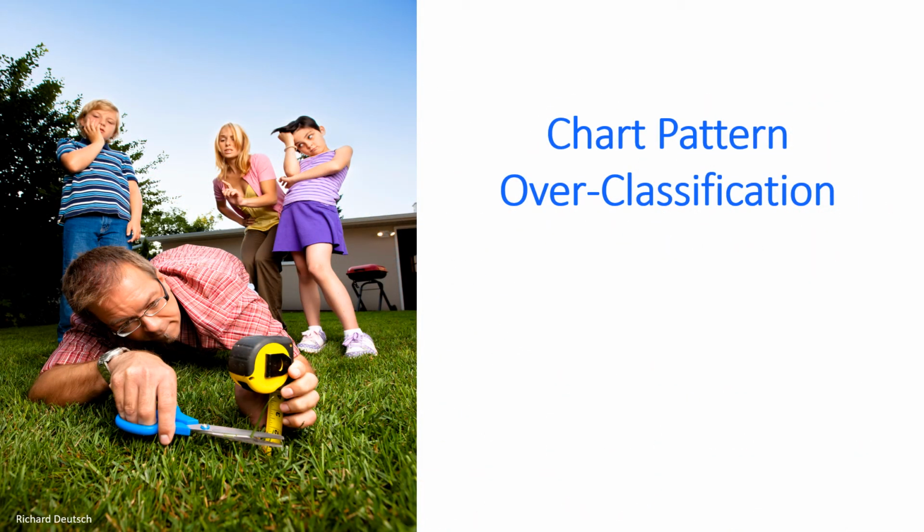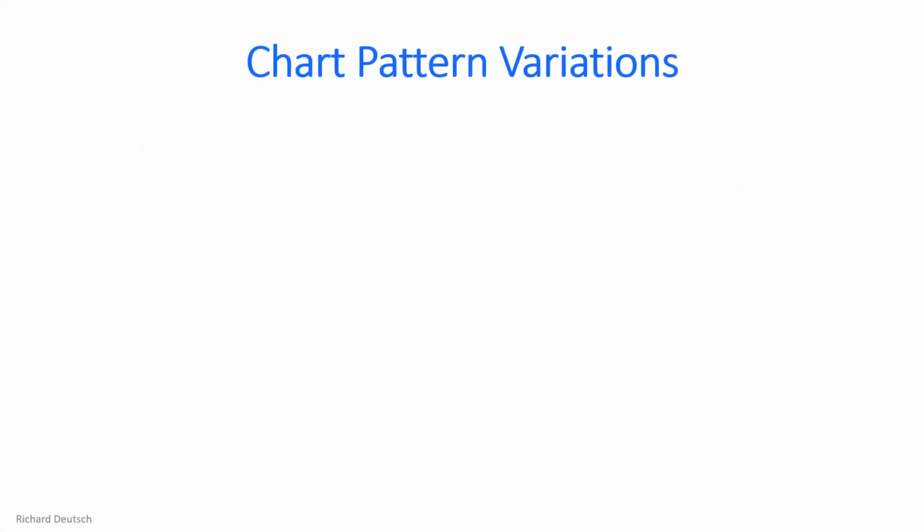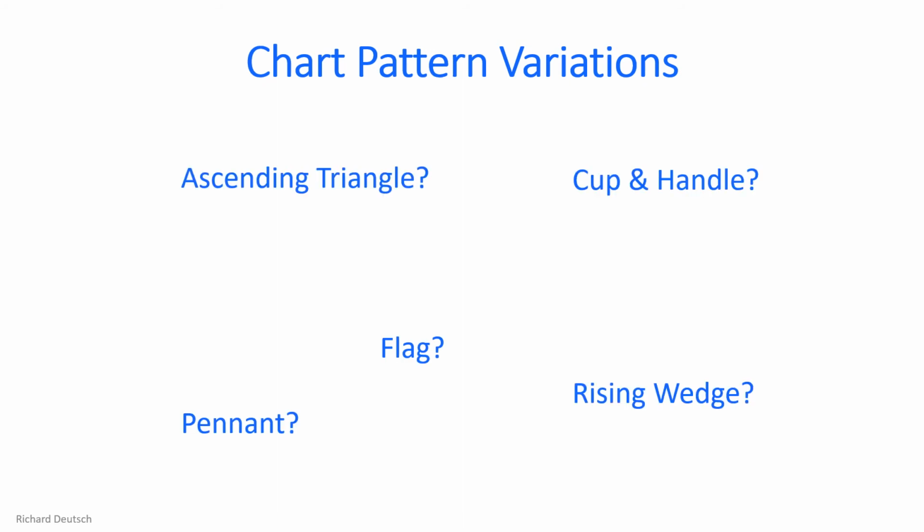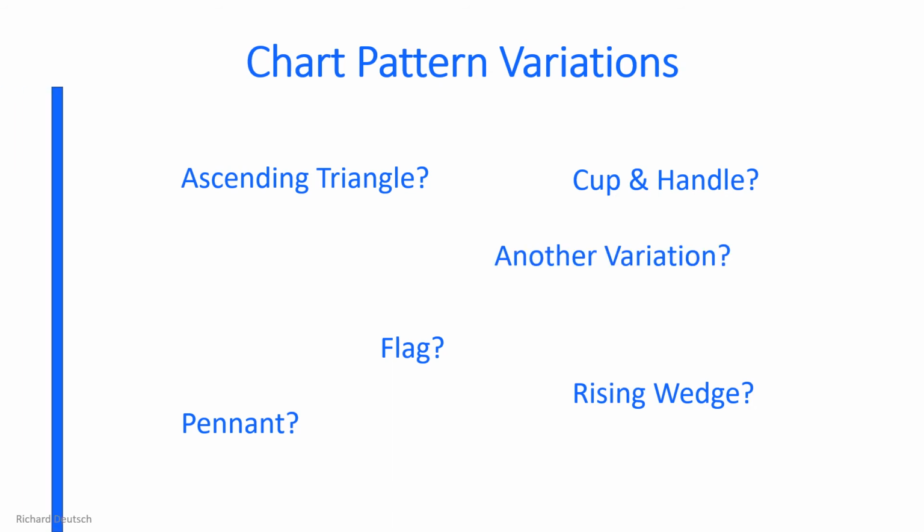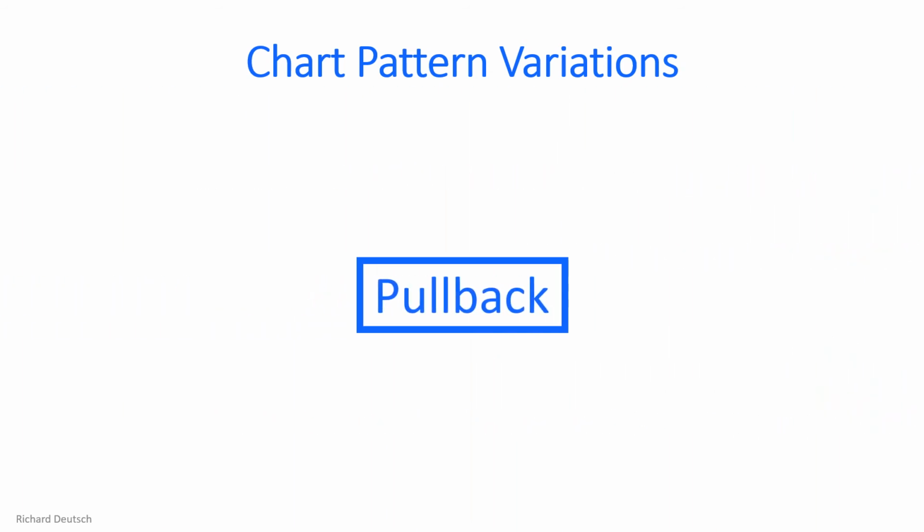Overcomplication doesn't stop with indicators. We subdivide chart patterns into small variations and sub-patterns. Markets are messy and imprecise. Is that pattern a flag, a pennant, a cup and handle, an ascending triangle, maybe a rising wedge? Just know it's a pullback and don't get lost in the weeds.